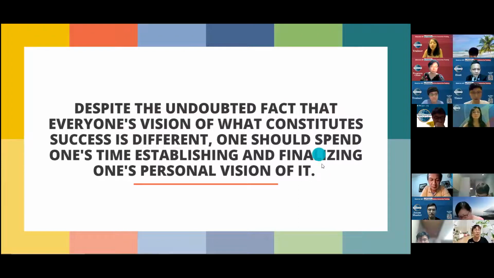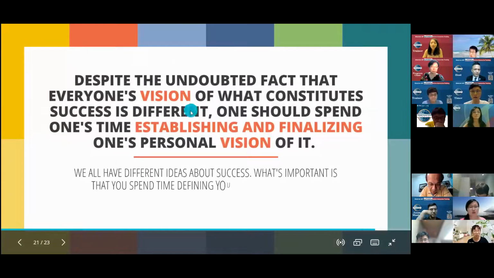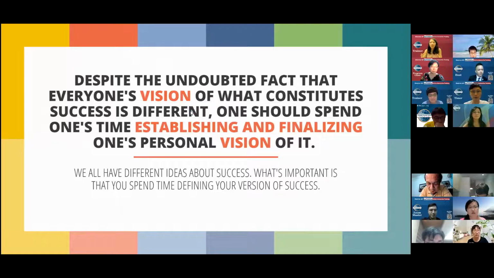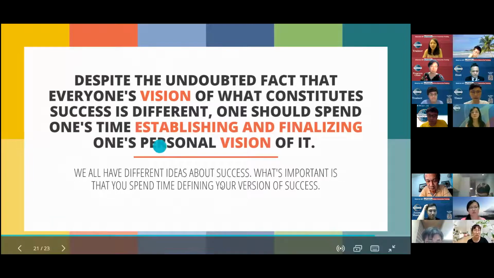So I will just show everyone how I would do it. Here we actually have words that we can swap out, like vision. Vision is a really big word that sometimes we don't really get what it means. But here it actually means our ideas about success. So for this long sentence, we can swap it out and paraphrase it as this: we all have different ideas about success. So everyone's vision of what constitutes success is actually ideas about success.